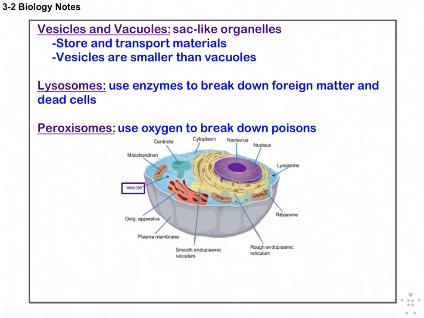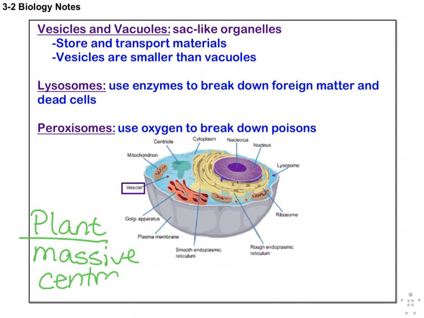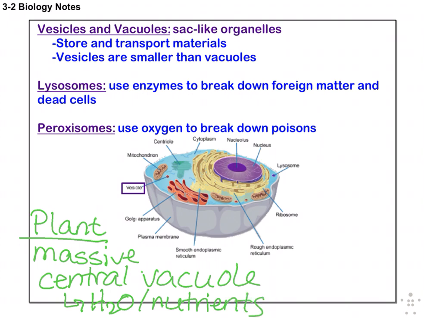All right, so vesicles and vacuoles have similar functions, and that is to store and transport materials. Vesicles, however, are just smaller. Plant cells have a massive central vacuole, and that is unique to a plant cell. That massive central vacuole stores water and perhaps other nutrients, but it primarily holds water.